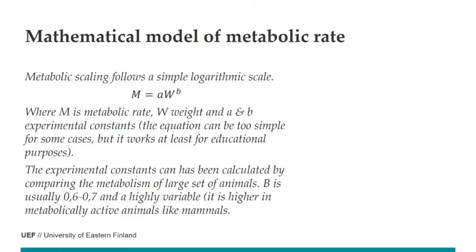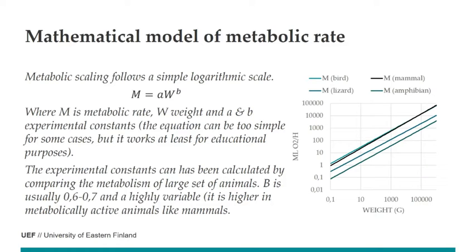These experimental constants have been measured in several animal groups, comparing the metabolism of a large set of animals. The exponent B is quite near 0.6 or 0.7, and A is highly variable. It's higher in metabolically active animals like mammals.